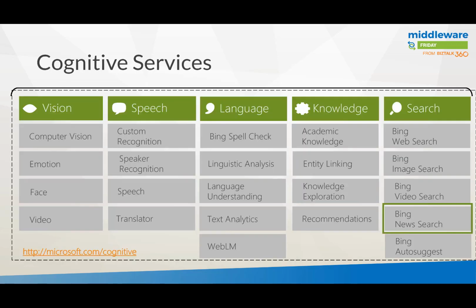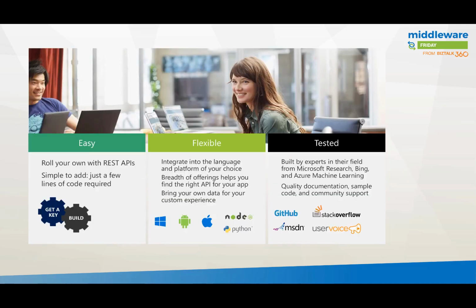So basically the cognitive services has evolved to 5 types of buckets and many APIs. And you've got like vision, speech, language, knowledge, and search. And in search is where you can also find the Bing News Search, our topic of today. In general, you can find them on http://microsoft.com/cognitive, where you can find these services.